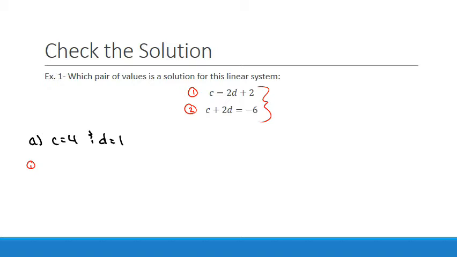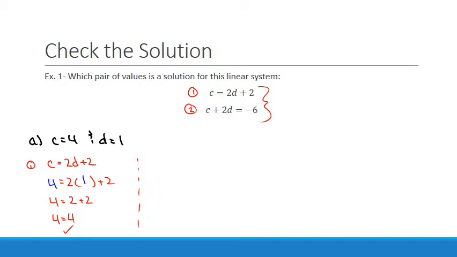So C equals 2D plus 2. C is 4 equals 2 times whatever the D value is plus 2, and the D value is 1. I just made that blue so it stands out a little bit. 4 equals now 2 plus 2. 4 equals 4. So that means this point works with this line, or it sits on that line. So graphically, if I was to draw a picture, this point would be on that line.